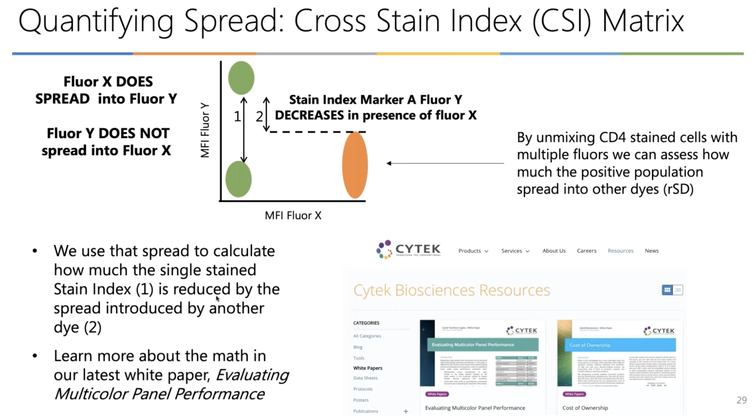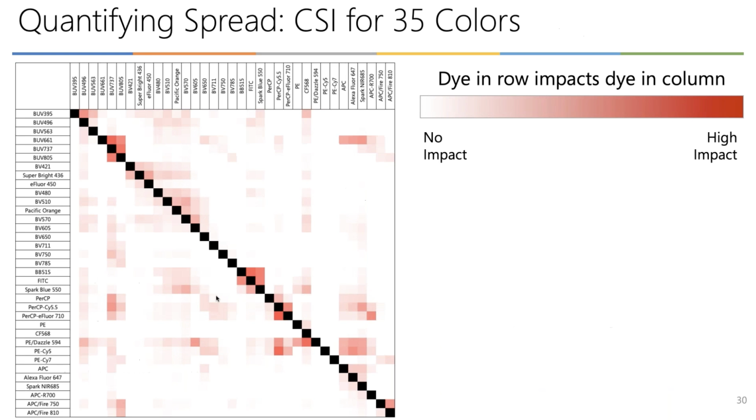If you want to have details about what the spread matrix is, how it's calculated, please visit our resources page in our website. Under resources white paper, we have a new white paper that is really outstanding, and it will give you tons of information. At the end of the day, what we generate are these heat maps. Again, as we were discussing with the SSM, red or bright pink means there's a lot of spread. White or light pink means there's little spread.